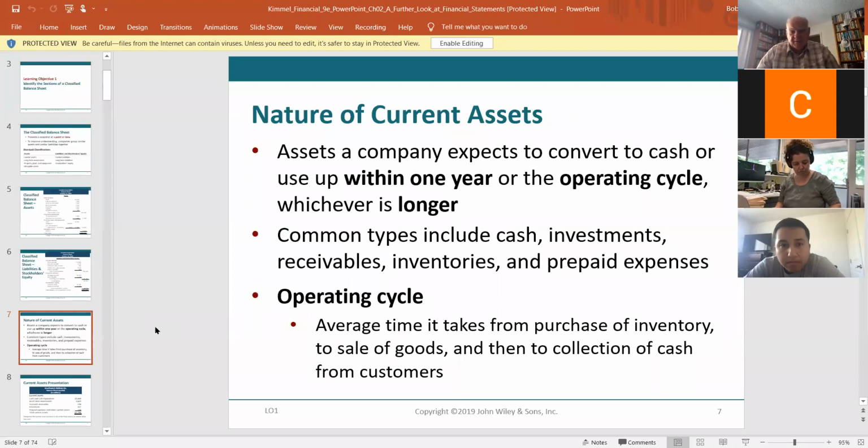Nature of current assets. Well, this is what I was just saying. You expect to convert the asset to cash or use it up within a year or the operating cycle, whichever is appropriate. Cash, inventories, those are all current assets. The operating cycle is the average time it takes from the purchase of inventory to the sale and collection of goods. An example of an operating cycle would be a farming type company. Kellogg's Corn Flakes. Their fiscal year is set up from planting season until harvest, until they get it to market. That would be an example of an operating cycle for a specific type of business.